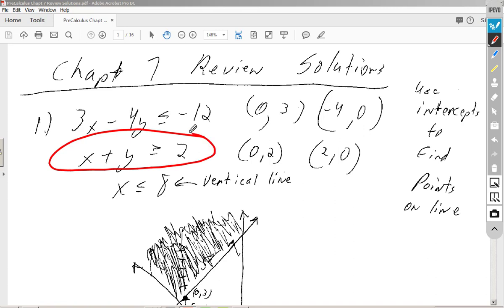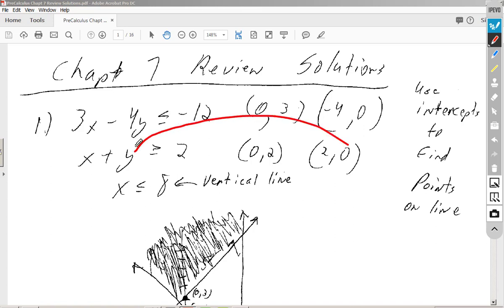Now this next line, I'm going to do the exact same thing to find the points with it. So I'm going to let x equal 0. When I let x equal 0, notice that that's gone. Y is going to equal 2. Now to find my second pair of points, my x-intercept, I let y equal 0. Notice that gets rid of that, and so x can equal 2. So there's my second set of points.